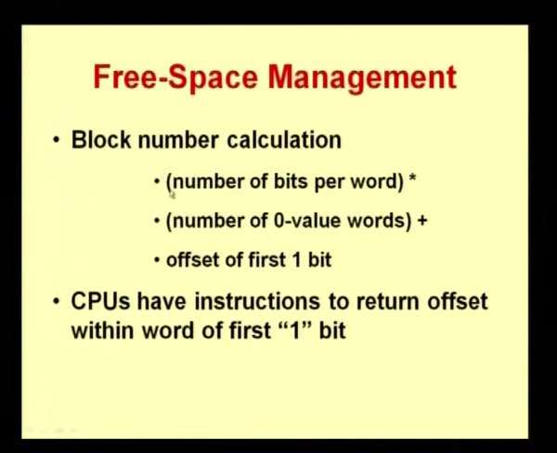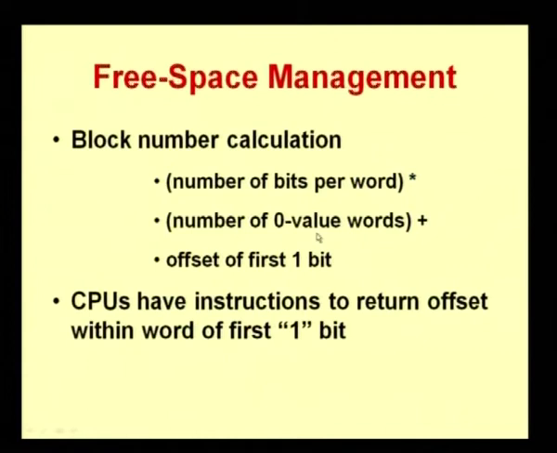The formula is: number of bits per word into number of 0 valued words, plus offset of first 1 bit. What do you mean by 0 valued words? Supposing we have the sentence, 'He is a good boy', with spaces between the words. To store this, it gets converted into binary values, because a computer can understand everything only in terms of machine language, which is nothing but zeros and ones. So, a space will also be given a value, and that is said to be a 0 valued word, wherein you do not have any specific values for it.